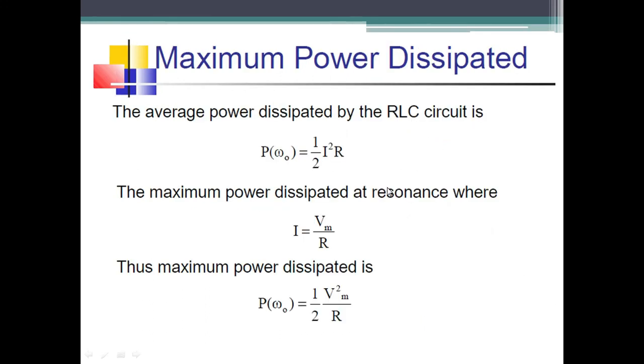Now the maximum power dissipated in the series RLC circuit, how do we calculate it? The average power dissipated by the RLC circuit is one half of I square R, since power is V into I. That's why P of omega 0 is equal to 1/2 I square R. The maximum power is dissipated at resonance, where I is equal to Vm upon R. Thus the maximum power dissipated is P of omega 0, which is equal to 1/2 Vm square upon R.